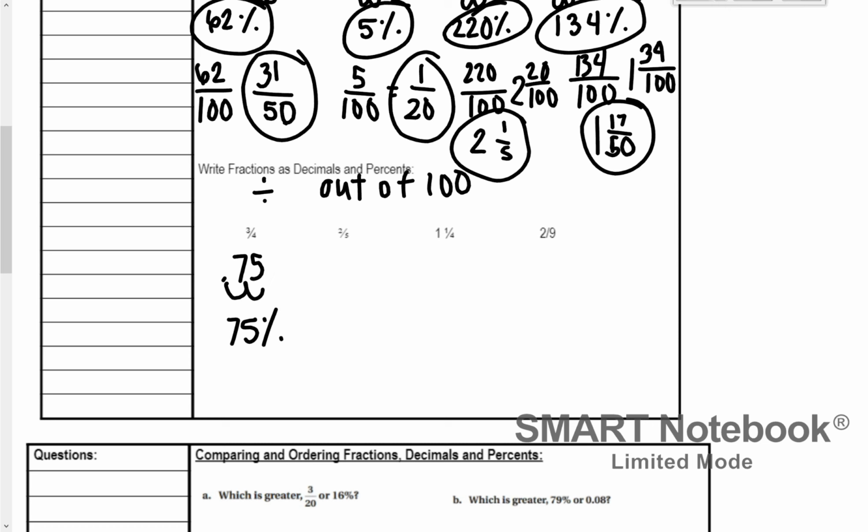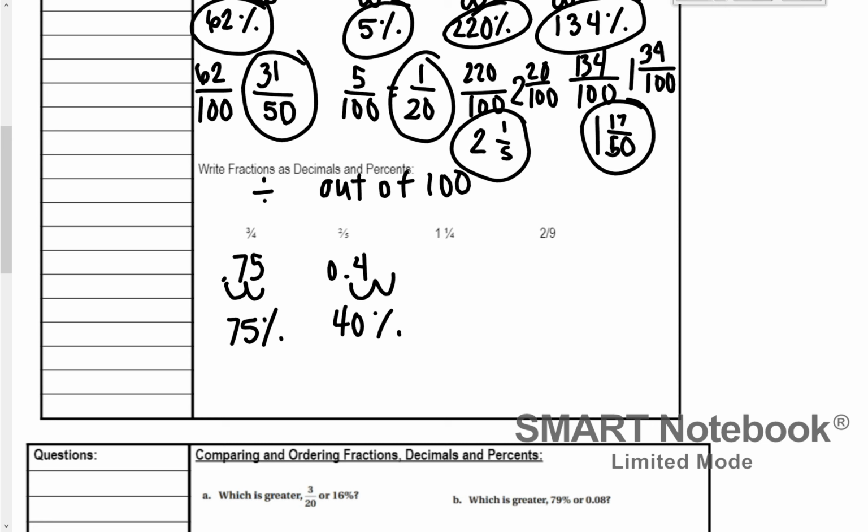2/5, again, in our calculator, we take 2 divided by 5. Make sure we're doing the right order. It's the top number divided by the bottom number. You do it top to bottom. So 2 divided by 5 in your calculator, we get 0.4. Again, we move that decimal twice. We get 40%. That decimal's not supposed to be there.